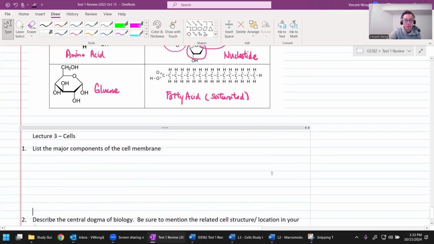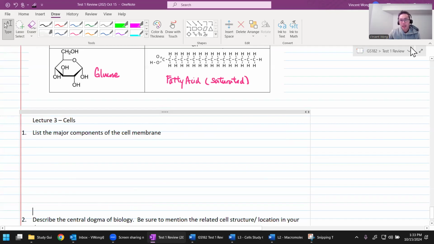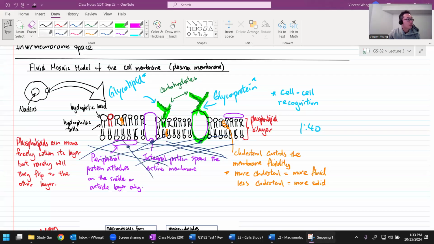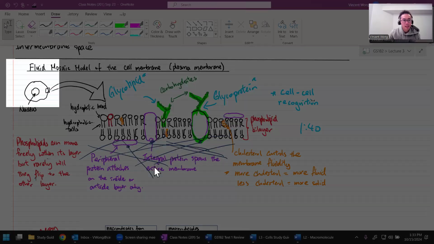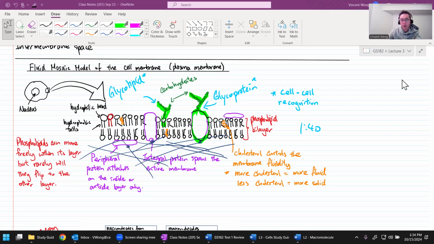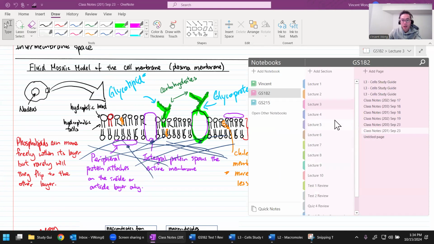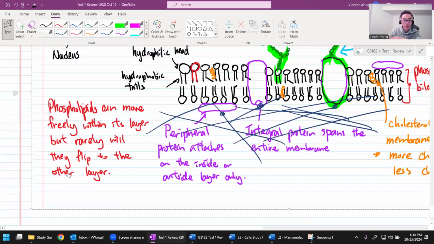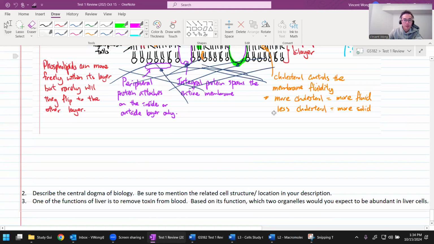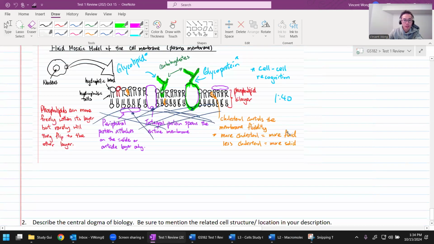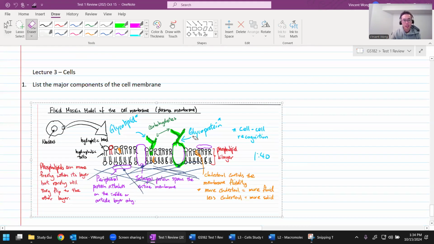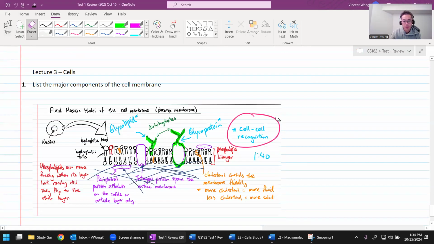List the major components of the cell membrane. We did this in glorious detail in lecture 3, right here. So I'm going to ask you to refer to it. Okay, the fluid mosaic model of the cell membrane. There are, of course, the phospholipids, peripheral protein, integral protein, cholesterol, everything. Okay, so it's all listed here. Don't forget the glycoproteins and the glycolipids. They are responsible for cell recognition.